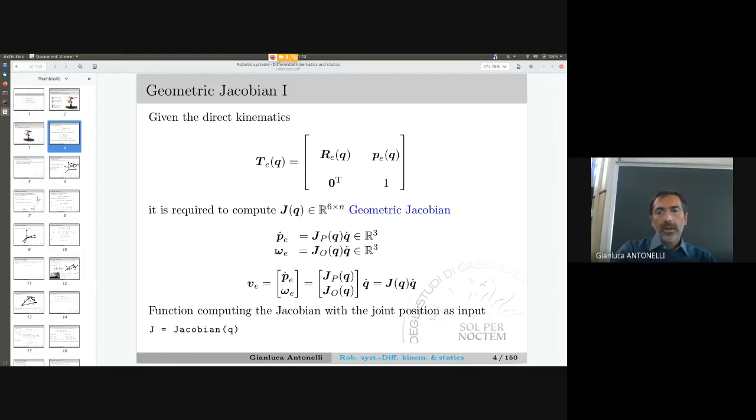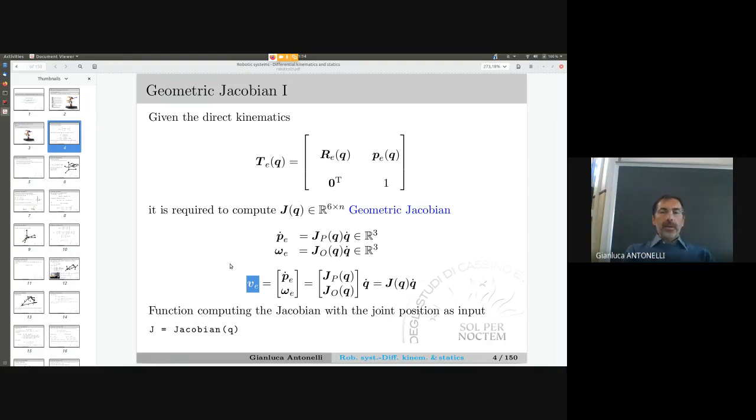It's very easy to see why, and now I just make first the definition and then we will discuss those matrices. And then the angular velocity is also related to Q dot symbolically by a function with the same dependency on the configuration, denoted with a subscript O for orientation. The geometric Jacobian is obtained by stacking together, one on top of the other, the two Jacobians of position and orientation. And we will denote with V subscript E the linear and angular velocity of the end effector.